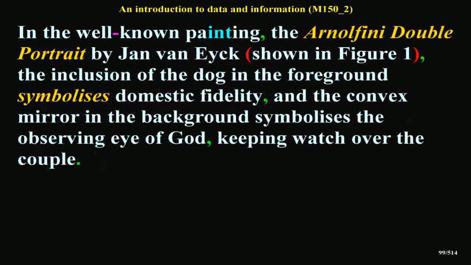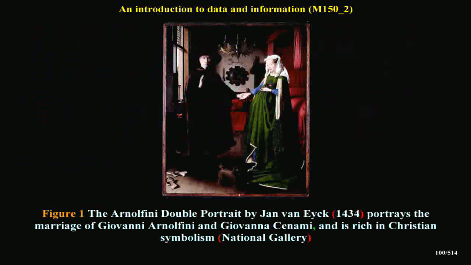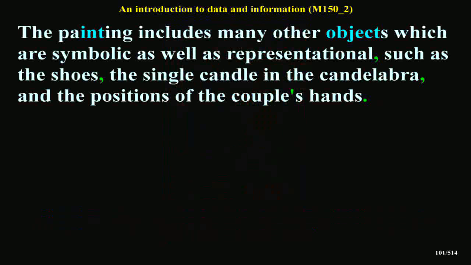In the well-known painting, the Arnolfini double portrait by Jan van Eyck, shown in Figure 1, the inclusion of the dog in the foreground symbolizes domestic fidelity, and the convex mirror in the background symbolizes the observing eye of God, keeping watch over the couple. Figure 1. The Arnolfini double portrait by Jan van Eyck, 1434, portrays the marriage of Giovanni Arnolfini and Giovanna Cenami, and is rich in Christian symbolism. National Gallery. The painting includes many other objects which are symbolic as well as representational, such as the shoes, the single candle in the candelabra, and the positions of the couple's hands.